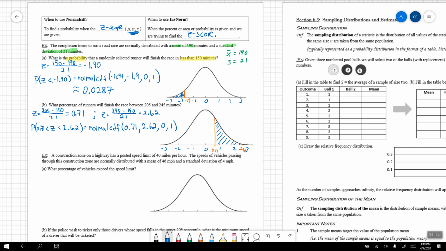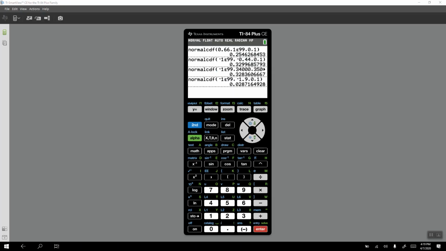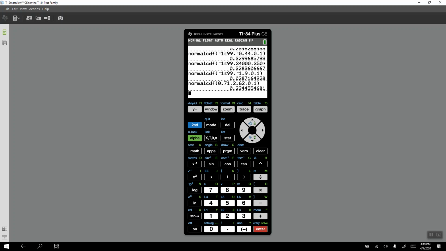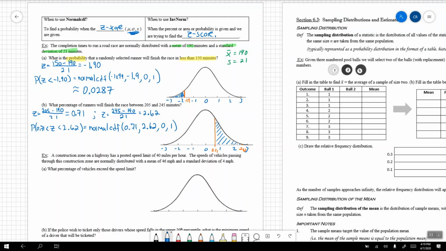Nice. So let's go through and input this on the TI-84 and see what we get. I need to go to normal CDF, so I'm going to go second distribution, go down to normal CDF. My leftmost endpoint for the shaded area was 0.71. My rightmost endpoint for that shaded area was 2.62. Mean and standard deviation were standardized. So all I need to do is hit enter, and there we have it. We get this answer of 0.234. Awesome.